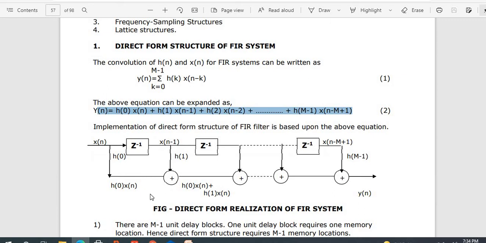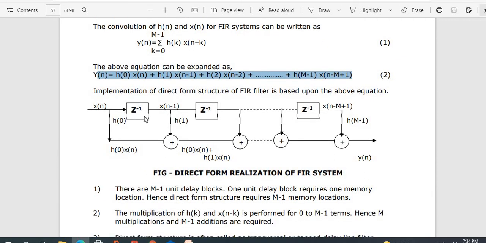Now, how am I writing this equation in structured form? As you can see, at first there is no z term. Z comes into the picture when we have an input value, this is x of n. Whatever we have, we multiply with z power minus 1 so that it becomes x of n minus 1. If you multiply one more time, it becomes x of n minus 2. Multiply one more time, x of n minus 3, and so on. Why am I writing z power minus 1? So as to get these minus terms.